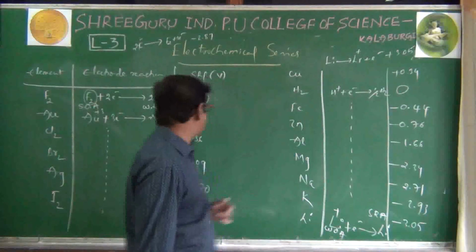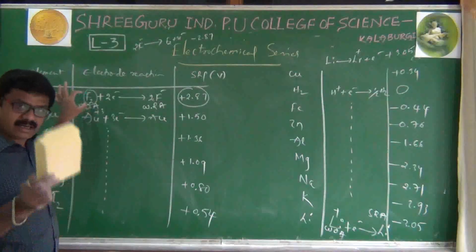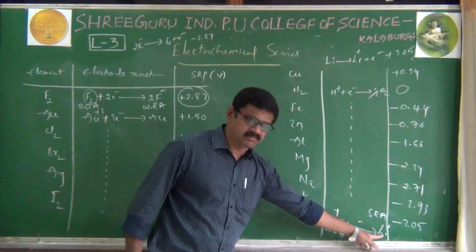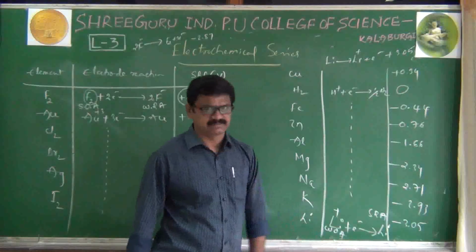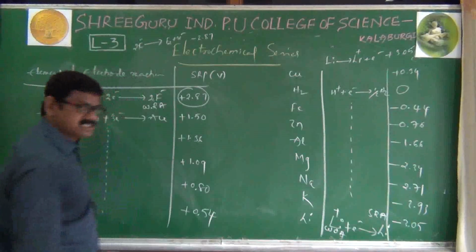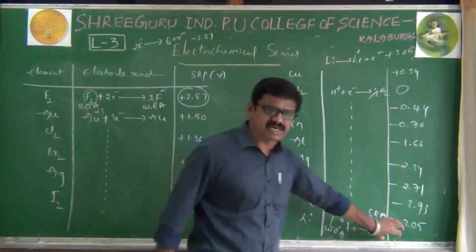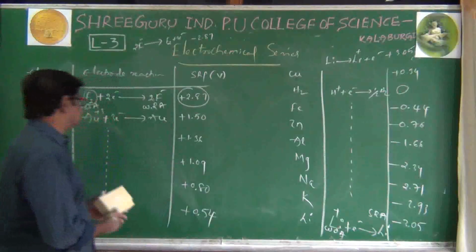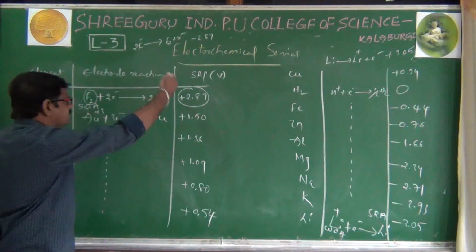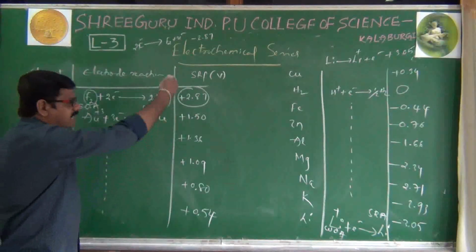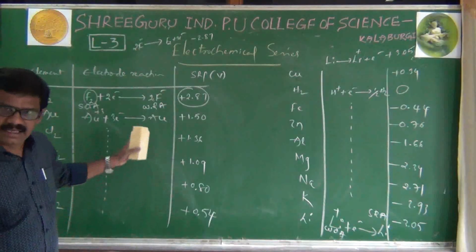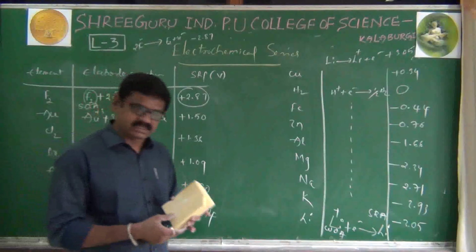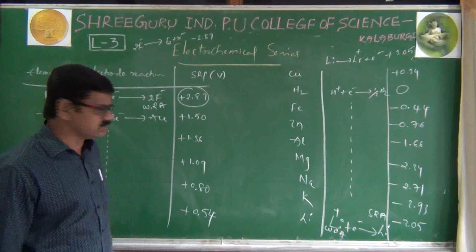In the electrochemical series, remember fluorine's reduction potential is higher, and lithium, not lithium plus, lithium's oxidation potential is higher. That's why fluorine is a strong oxidizing agent and lithium is a strong reducing agent. That's why we can also say like this: in the electrochemical series, oxidizing tendency decreases. It is one of the applications of the electrochemical series, and next we'll discuss some more applications also.